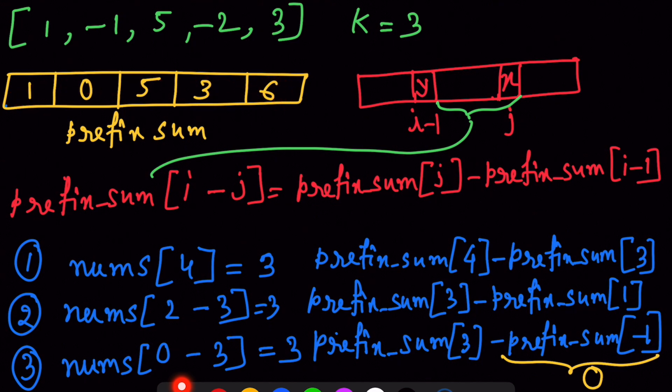But how will we use this prefix sum? Prefix sum of j is x, that is the sum from the 0th index to the jth index, and prefix sum of i minus 1 is the sum from 0 to the i minus 1 index. So if we want the sum from i to j index, that will be prefix sum of j minus prefix sum of i minus 1, that is this part.